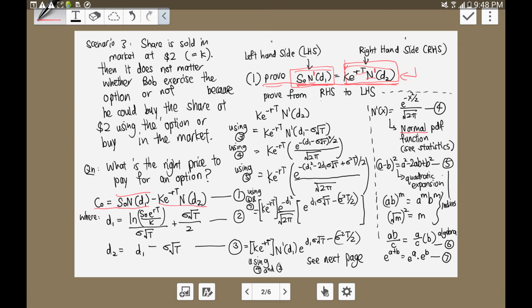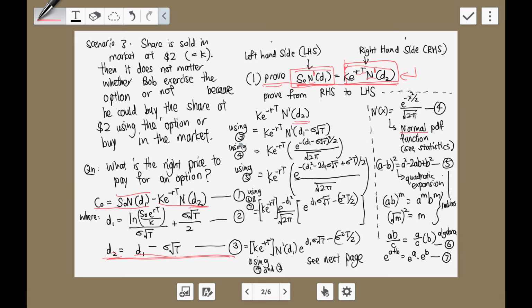Okay, so for this part, Ke^(-rT) N prime d2, I'm going to show this. So using number 3, this is the call option pricing formula. So the d2 comes from here. Using this definition of d2, I change it to d1 minus sigma root T. I change this d2 to d1 minus sigma root T. I've changed nothing else except that from here to here.